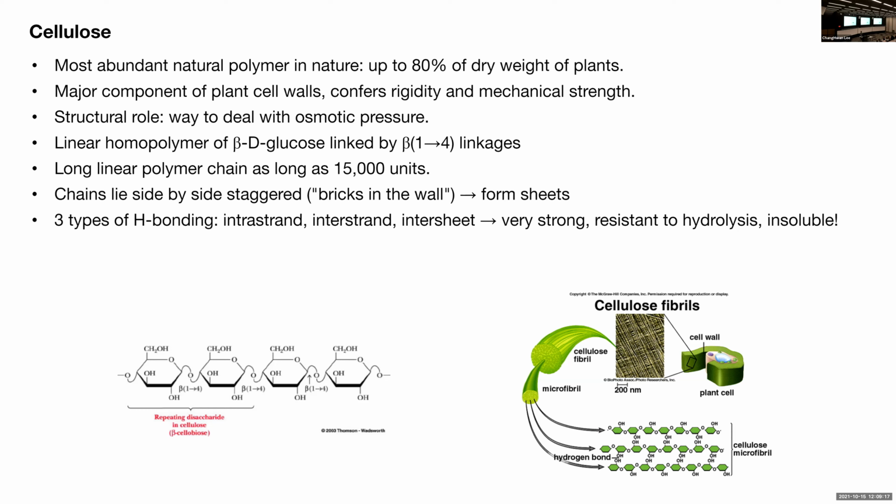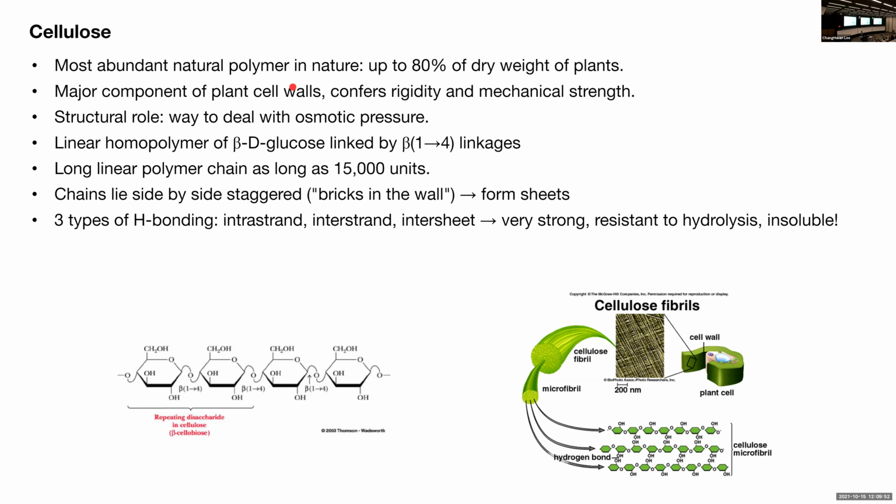All right. So cellulose is another type of polysaccharide that is used in plants. This is also the most abundant natural polymer in nature. It takes up to 80% of the dry weight of a plant. So when you eat plants, veggies, you're eating lots of cellulose. Cellulose is the major component of plant cell walls.